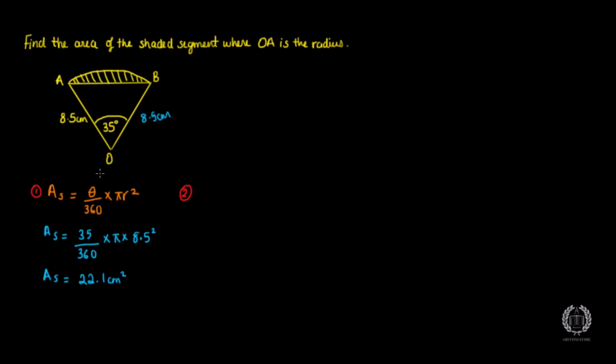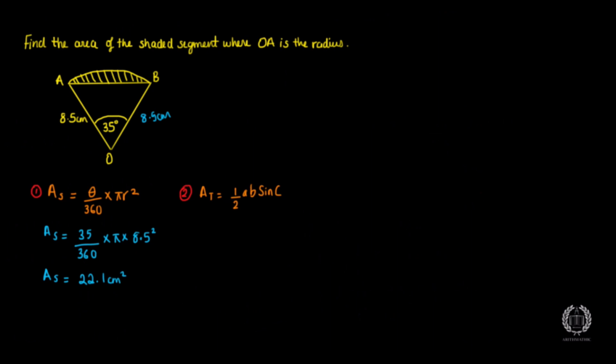So you cannot use half times base times height to find the area of this triangle, because that is for a right angle triangle. Because this is not a right angle triangle, the formula you're going to use, which you should know from the tutorial on area of triangle, is half AB sine C.